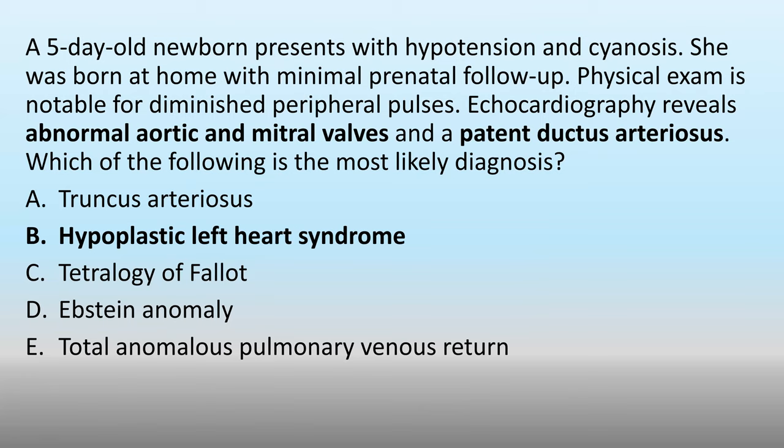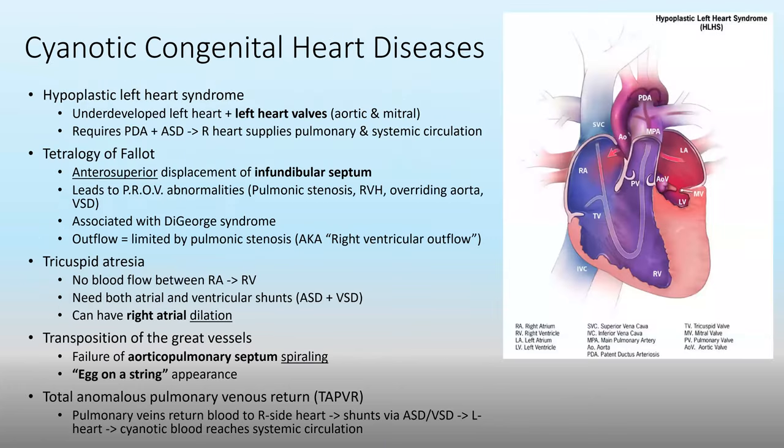So this is indicative of hypoplastic left heart syndrome. So there wasn't much to go off of here, but like we just talked about, a PDA in the setting of cyanosis, you know that the PDA is secondary to a cyanotic murmur, and it's helping that murmur. Otherwise, the baby would be unable to get oxygenated blood to the circulation. So the abnormal aortic and mitral valves we'll talk about here now.